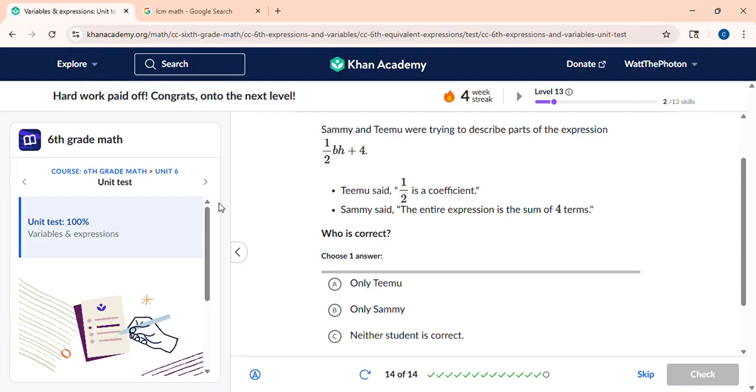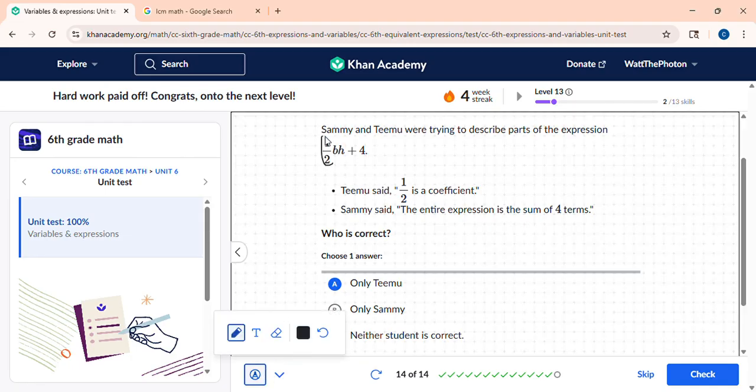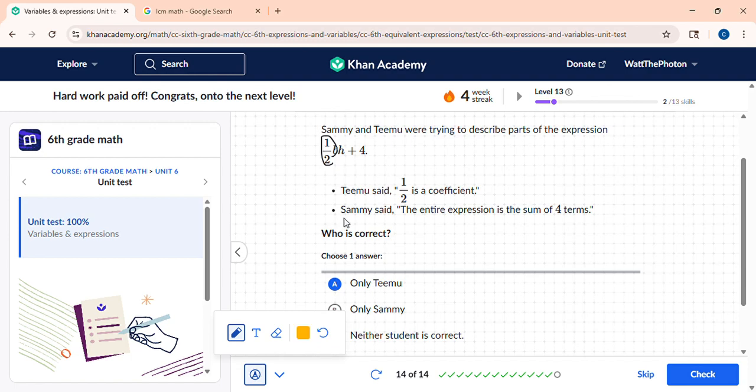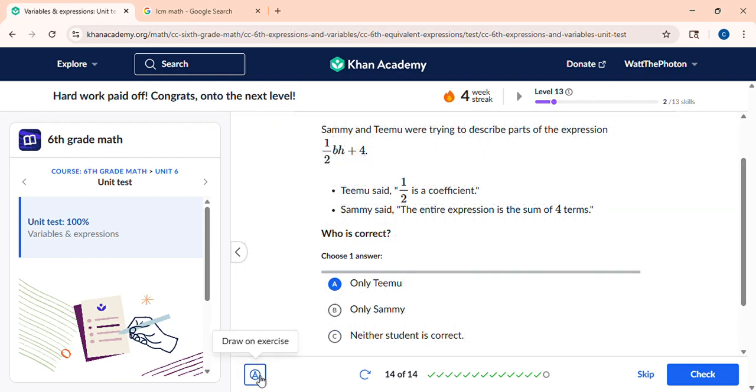Sammy and Timu were trying to describe parts of the expression. Timu said 1/2 is a coefficient. Sammy said the entire expression is the sum of 4 terms. Only 2. Each term, I think there's only 1 term. Or 1 unit. So this is an entity right here. And then this is an entity. I think that's how you calculate terms. It's only 2.